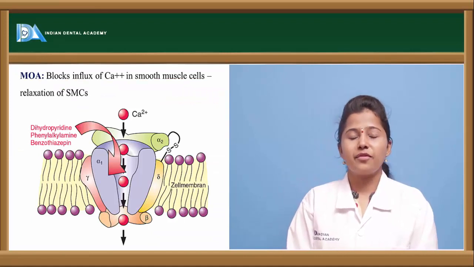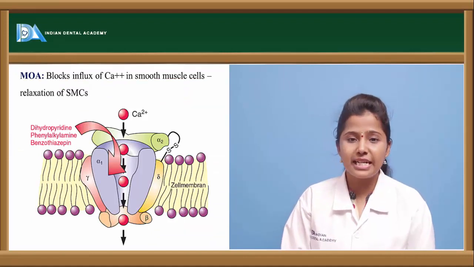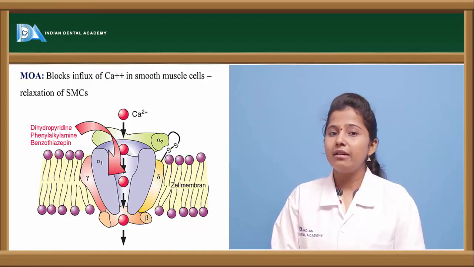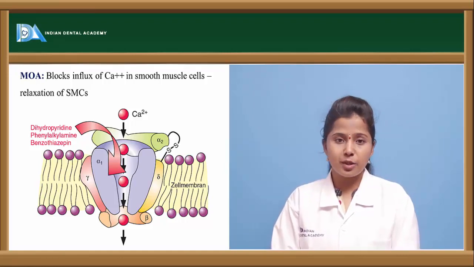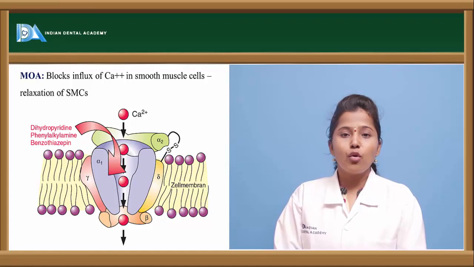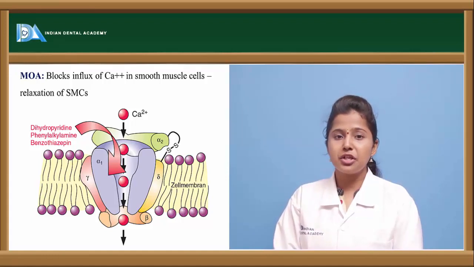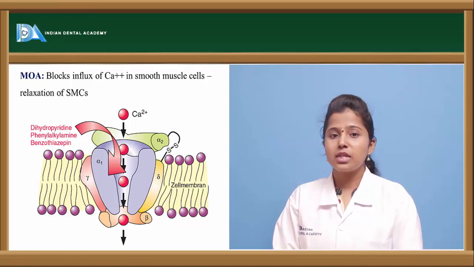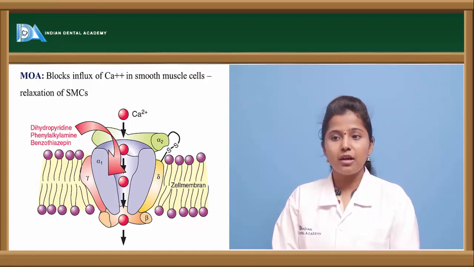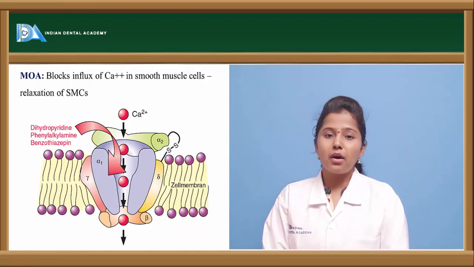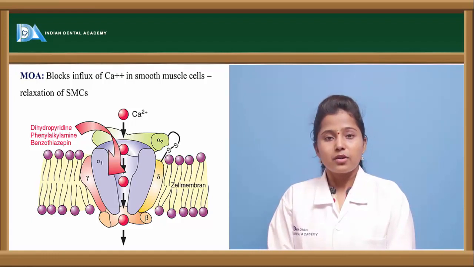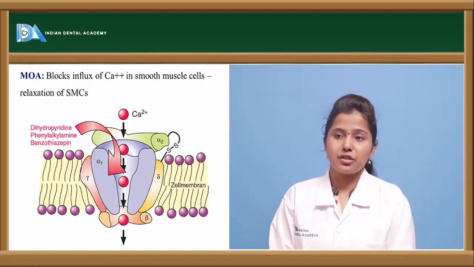Now, let us see the mechanism of action. The mechanism of action of calcium channel blockers is very simple. The membrane has calcium channels that allow calcium to enter into the blood vessel, and because of the entry of calcium, contraction of the blood vessel occurs. These calcium channel blockers block the entry of calcium through the membrane, because the calcium channels are present on the membrane. When they block the calcium entry, there will be decreased calcium influx into the blood vessel, and thereby contraction will be less and smooth muscle relaxation takes place.